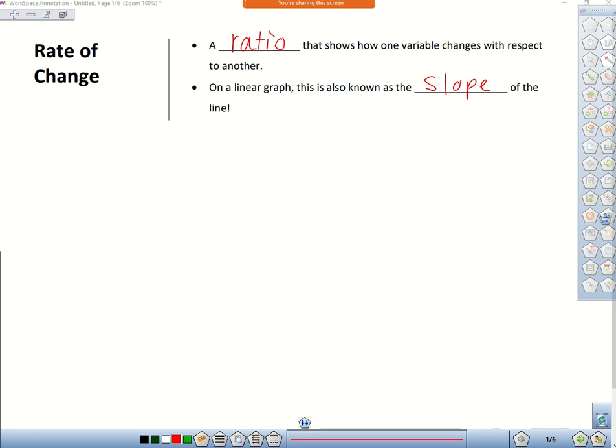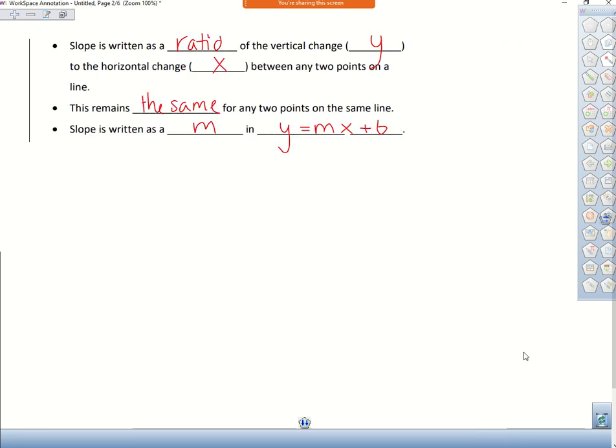Everybody get that bit of the notes down? No. Moving on. A slope is written as a ratio of the vertical change y to the horizontal change x between any 2 points on a line. And this remains the same for any 2 points on the same line. The slope is written as m in the formula y equals mx plus b.